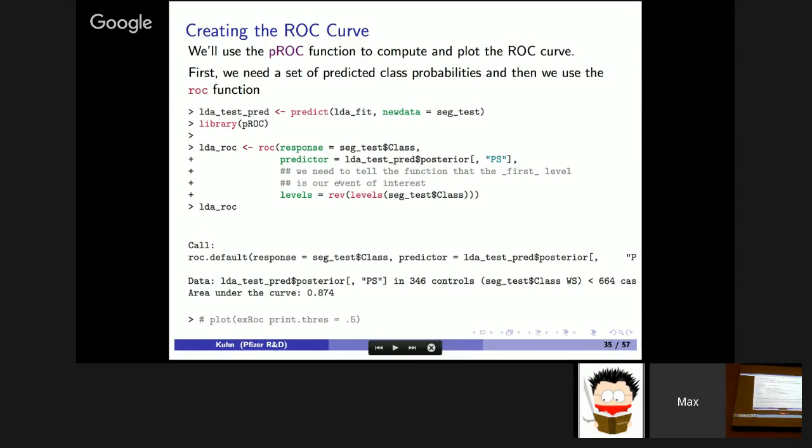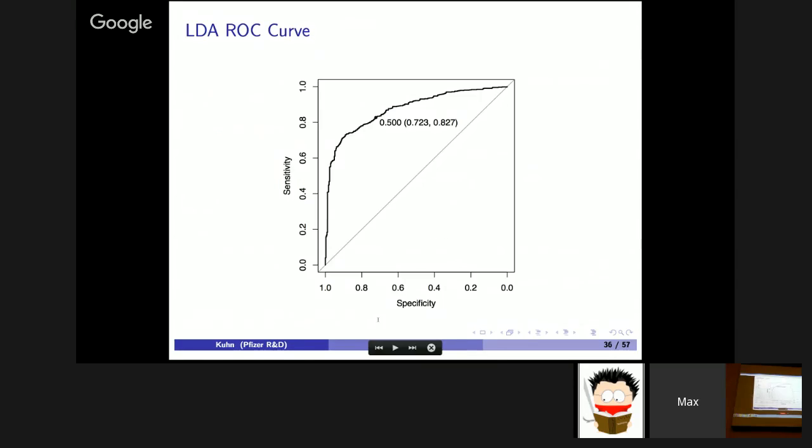What this does is calculate all those cutoffs and all the sensitivities and specificities across every possible combination in this test set. And when you print that object out, it gives you the area under the curve, and you can see it's about 0.874. You can also plot it. I'll show the next slide where I use the plot function on this ROC object. And to get the little dot to tell me where 0.5 is, there's an option called print.thresh, and that produces this plot.